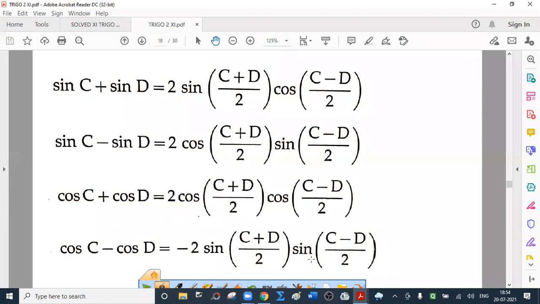Cos C minus cos D is minus 2 sin of C plus D by 2 into sin of C minus D by 2. You may also remember this as, if you do not want the minus sign here, what is minus sin theta? Sin of minus theta. So I can say that cos C minus cos D is 2 sin of C plus D by 2 into sin of D minus C by 2. Okay. Now we will prove these results.